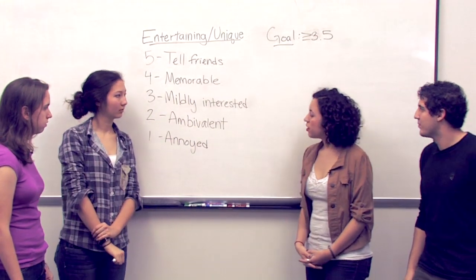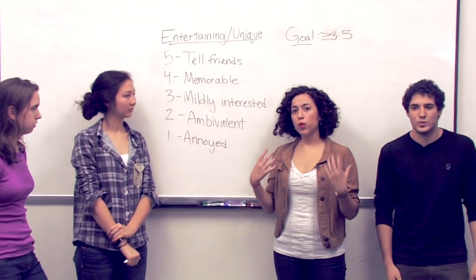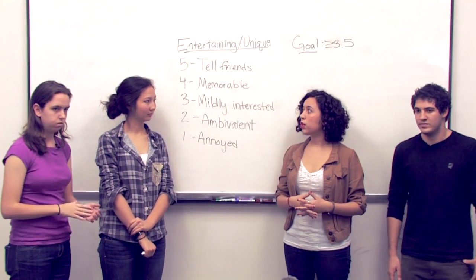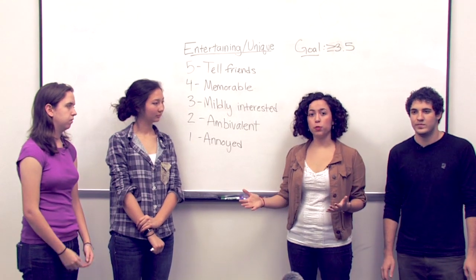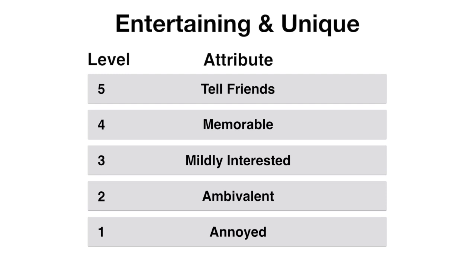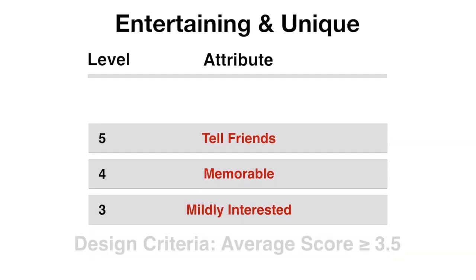Yeah. Awesome. So we had one design criteria that we could not measure using normal metrics. Instead, it was measured by a feeling or opinion of each individual person. To combat that, we created a user-defined scale for entertaining and unique, in which 5 was that the user was so excited that they would tell their friends about it. 4 was that the device was memorable. 3, the device was mildly interesting. 2, they were ambivalent about the device. Or 1, they were annoyed by the device. We decided that our goal after surveying customers and taking the average would be greater than or equal to 3.5 on our user-defined scale.